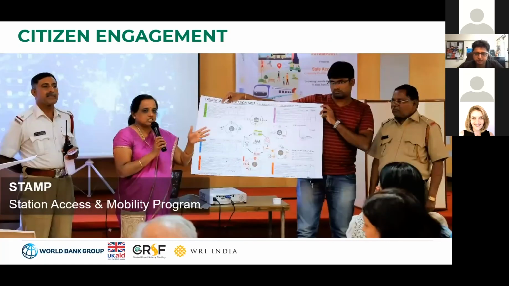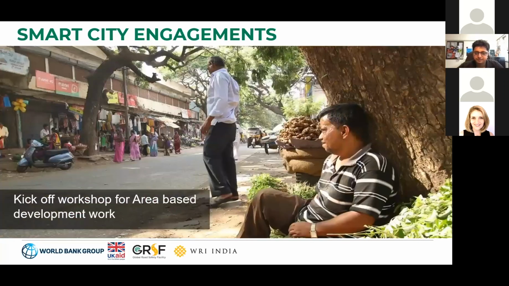Next one. And citizen engagement, similar to Kochi, was done in a city called Bangalore, based on the on-ground situation of 2 station areas. Yeah, next. And the concept of smart cities, which exists in India: we helped some of the smart cities with their kickoff workshops for their area-based development work.